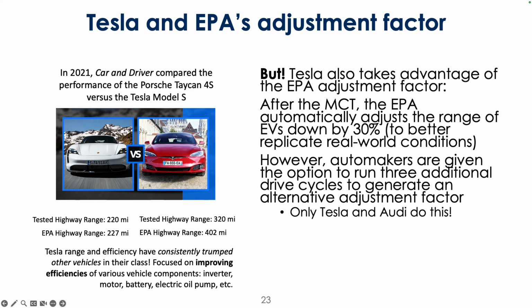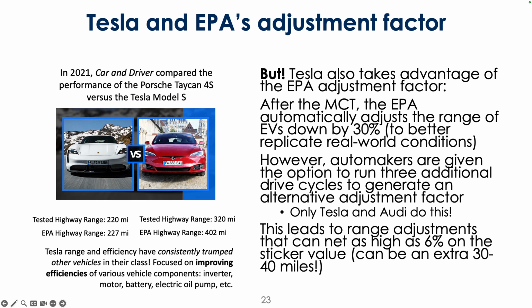Not everyone does this because it's expensive, right? Running these vehicles on dynamometers can be quite pricey. To run a test could cost millions of dollars. And so the only automakers that do this are Tesla and Audi. And so they are able to get around this 30% automatic reduction. Sometimes it doesn't lead to much difference, but other times that range adjustment can be as high as 6% on the sticker value. That can be 30 to 40 extra miles.